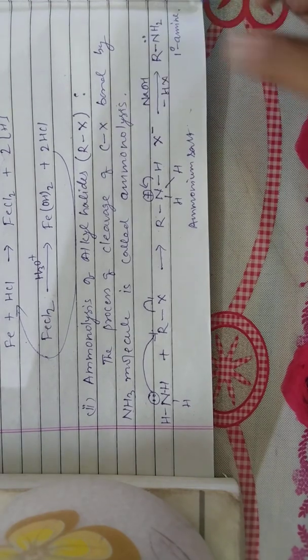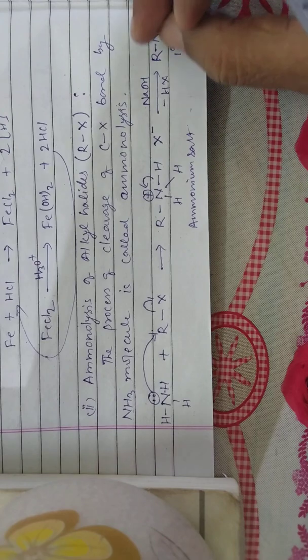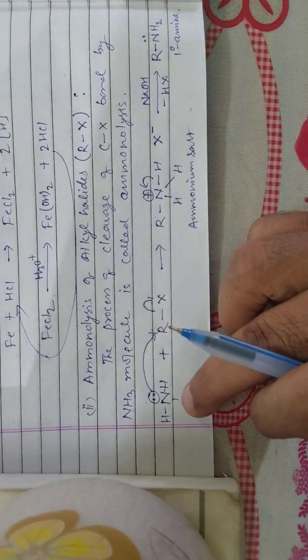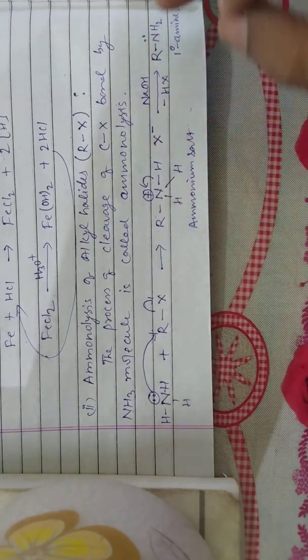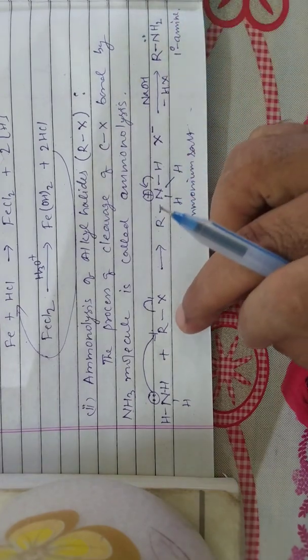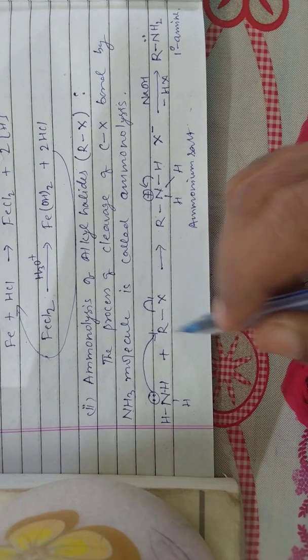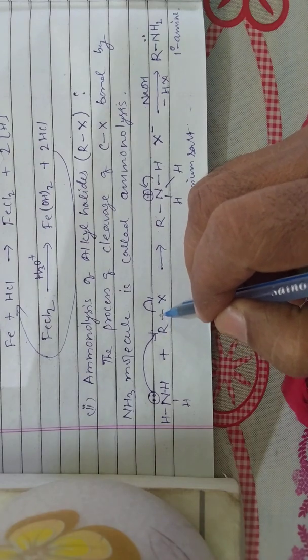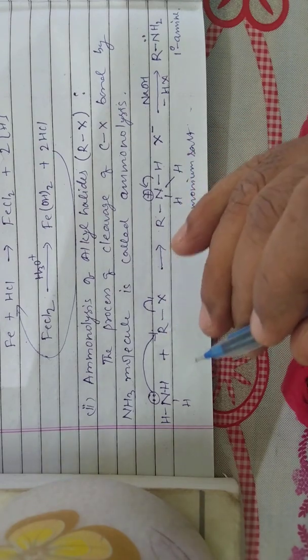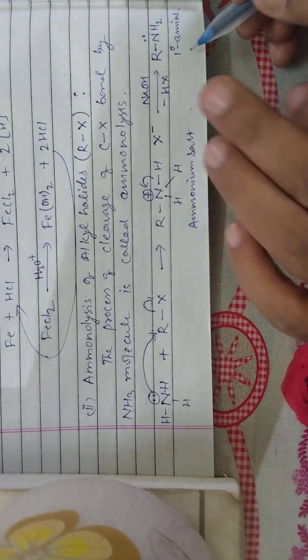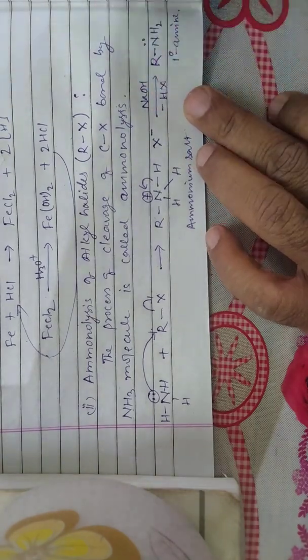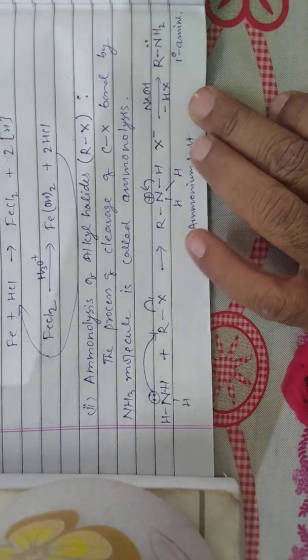But here the reaction will not stop. This 1 degree amine again reacts with the alkyl halide, and breaks the C-X bond. So this ammonolysis continues. We get here the 1 degree amine, and after that we will get the 2 degree amine. So see the reactions.